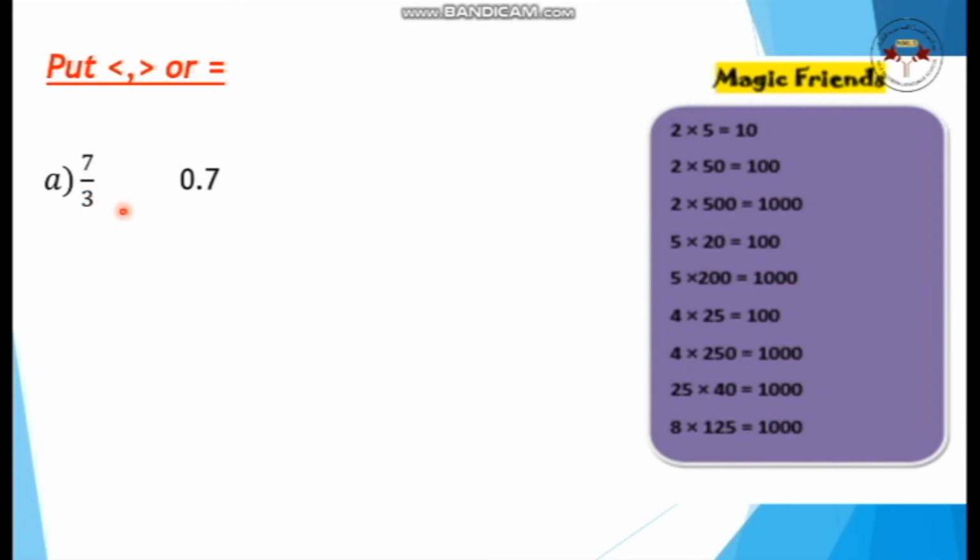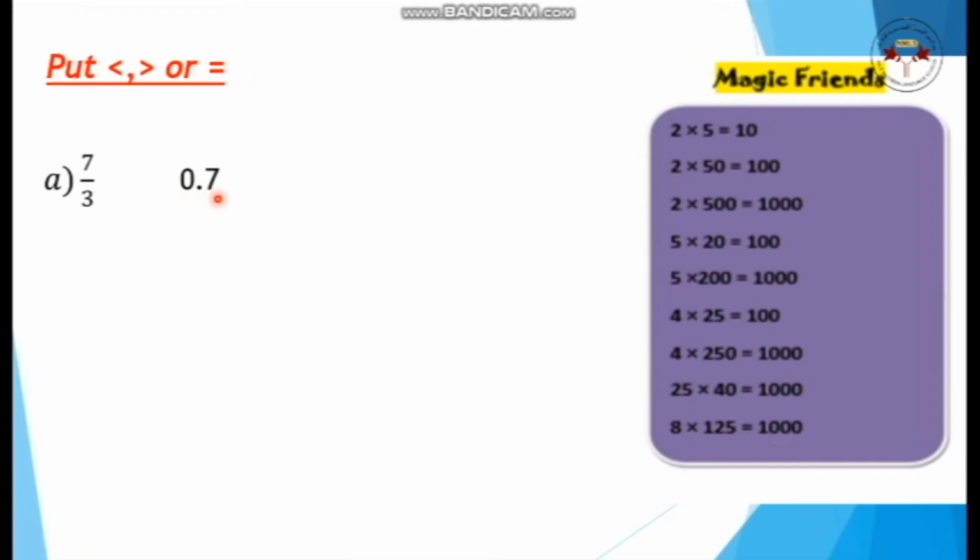I have to see the denominator to change it into a decimal. You have to see it like 10, 100 or 1000. But here it's not. So the 3, does the 3 have a friend to be changed into 10, 100 or 1000? No. So I will go to the decimal and change it into a fraction.